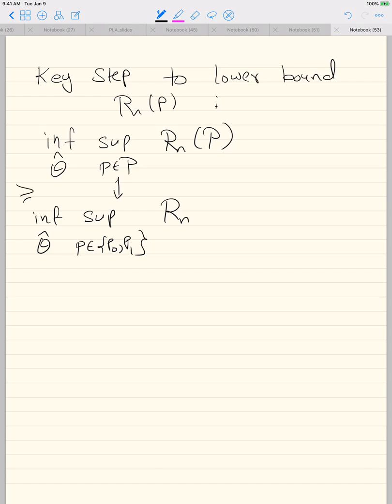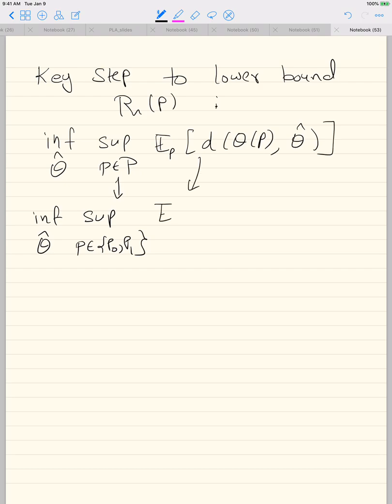Now this quantity here, I should not write Rn. I should write the actual expression E_P d(theta of P, theta hat). So I'm going to write it like this.